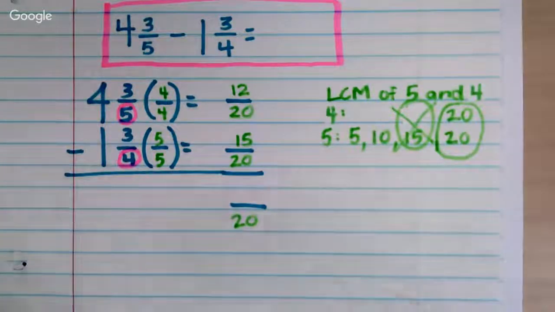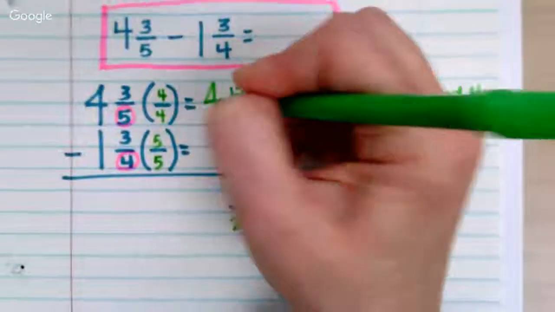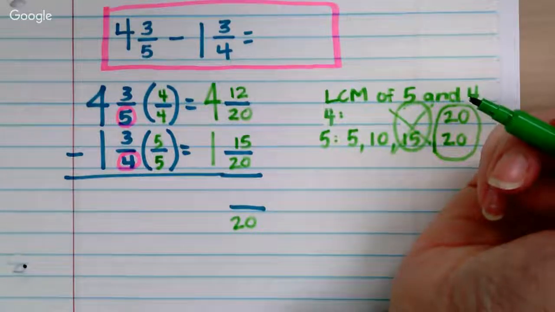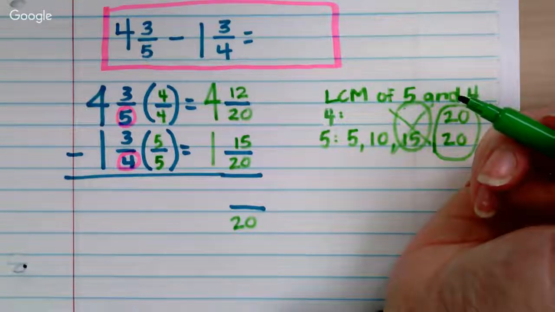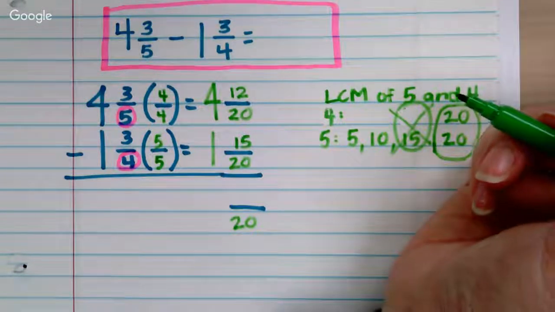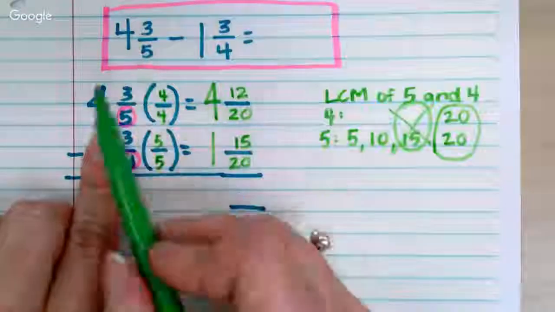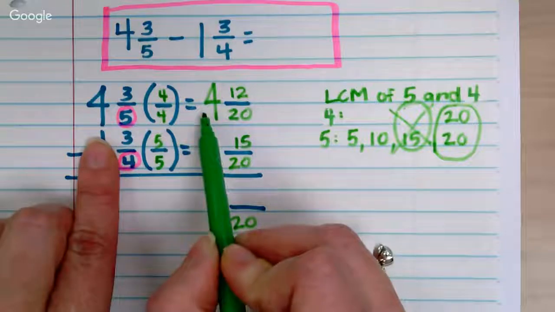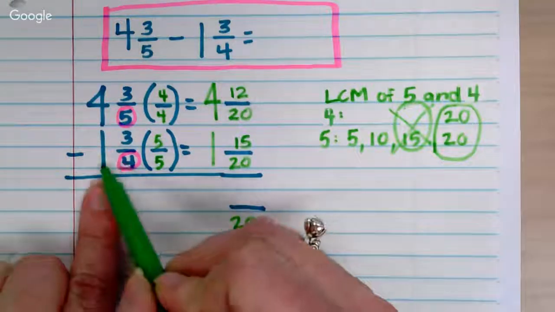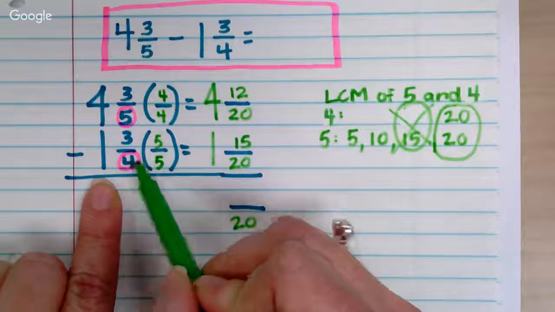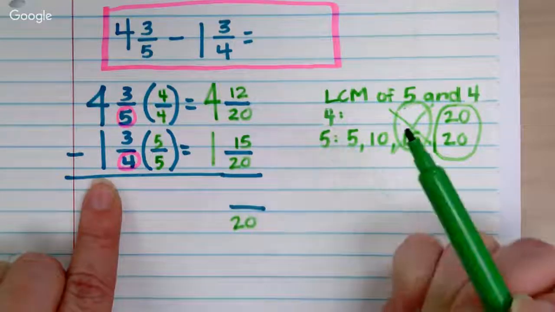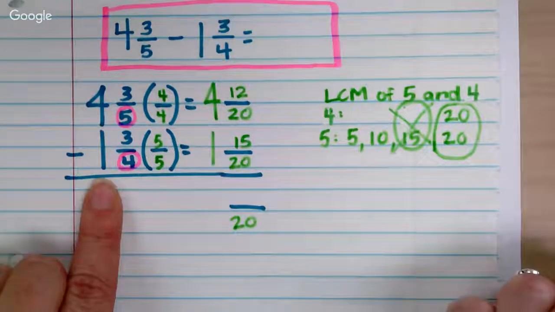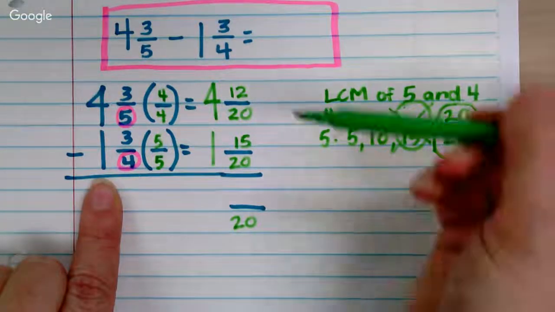Now, what I like to do is I like to go ahead and at this point rewrite my whole numbers so that I don't forget about that whole number value. That's a common error that we make. We do all that work with the fraction and forget about that whole number. So when I take a look, I see that 4 and 3/5 equals 4 and 12/20. Just like 1 and 3/4 equals 1 and 15/20. I've just created equivalent values but have a like denominator. So at this point, I'll carry out my subtraction.